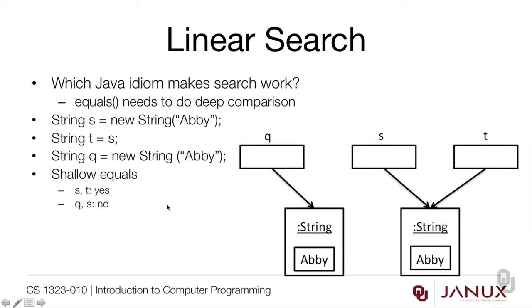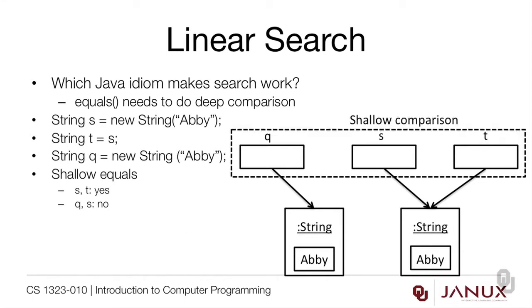If we do an == comparison, a shallow equals, then S and T are going to be equal to each other because shallow comparisons only compare the references. They don't actually go down and look at the objects. That's why they're shallow instead of deep. The deep ones, notice, would have to go and follow those arrows another layer down. So if we compare Q and S using a shallow comparison, using ==, those will not be equal to each other even though the objects contain the same characters.